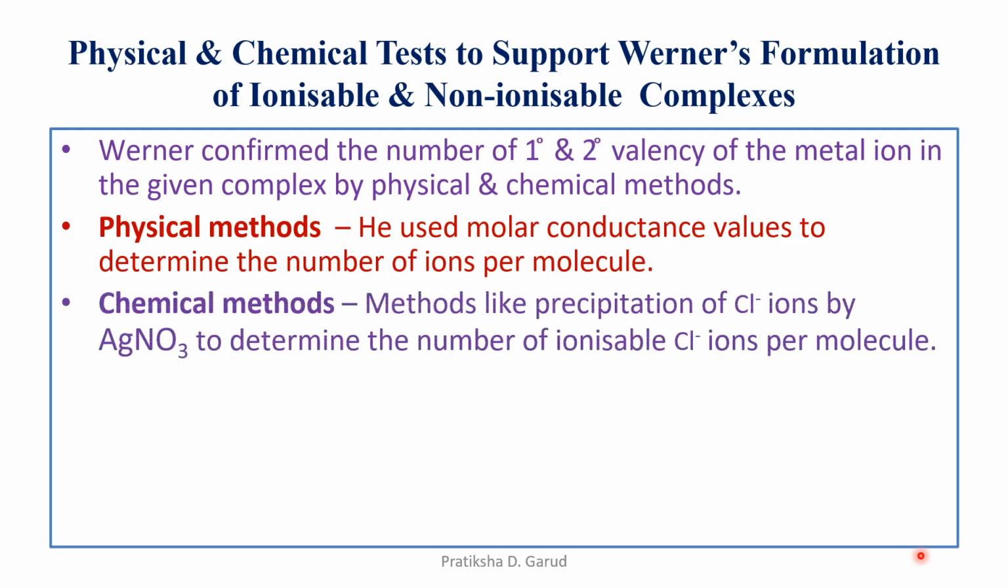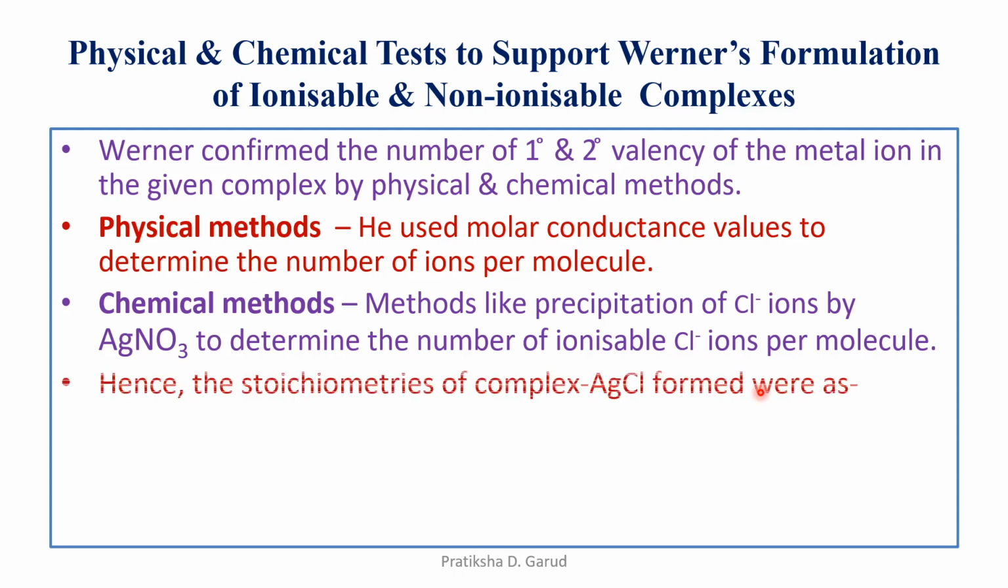And secondly, the chemical methods. The chemical method is precipitation using silver nitrate, that is, precipitation of Cl- ions by silver nitrate to determine the number of ionizable Cl- ions per molecule. So these are the two methods which support Werner's formulation.